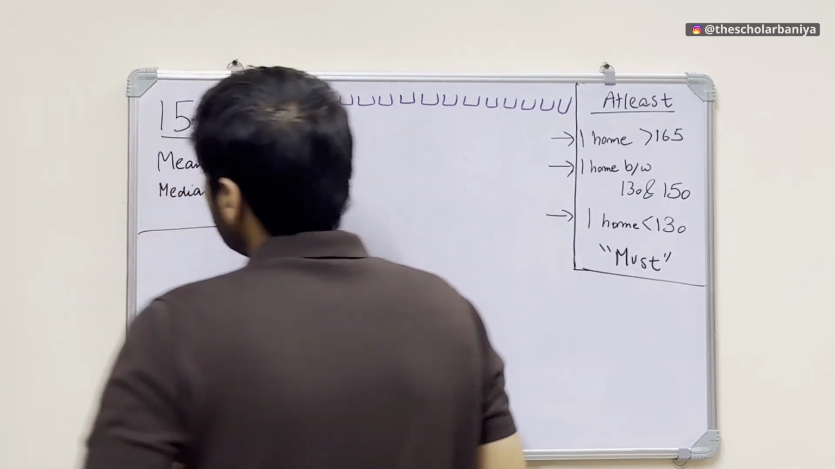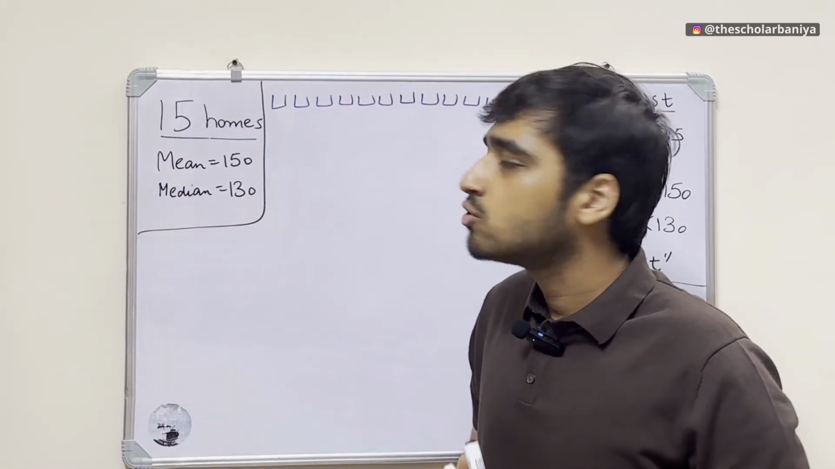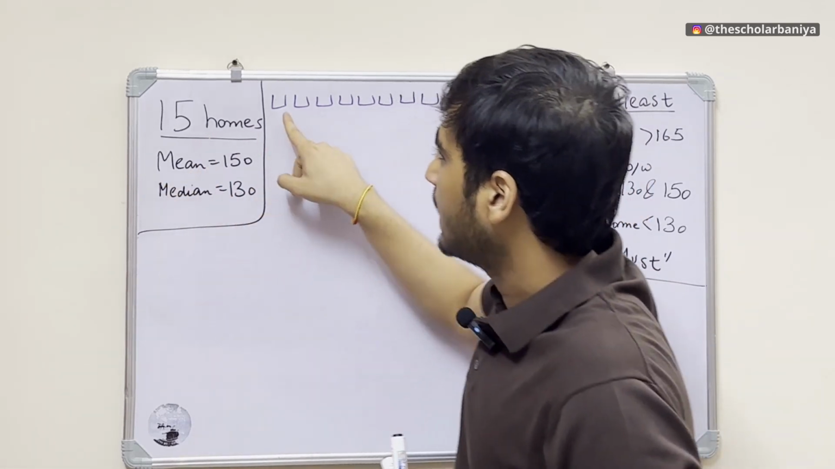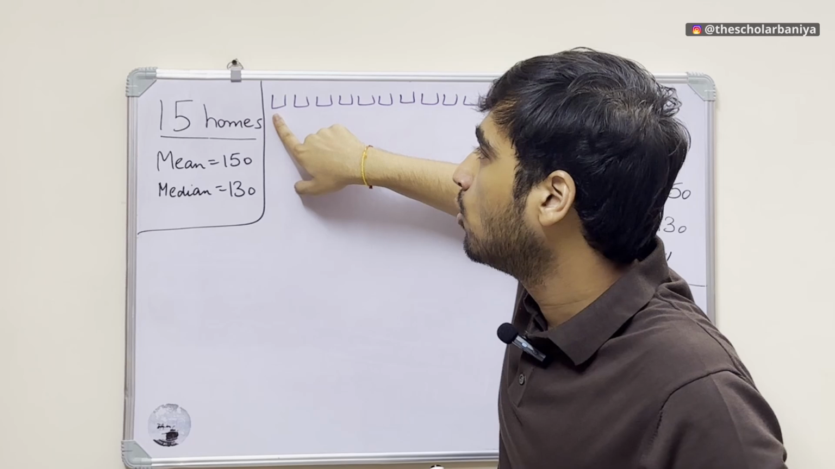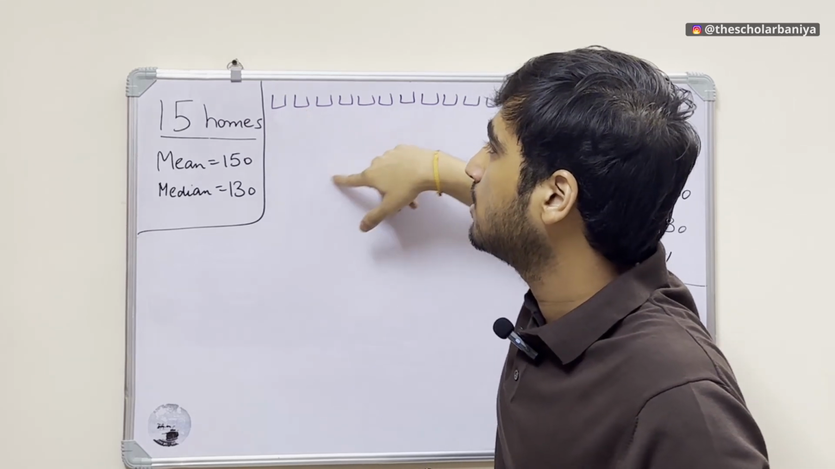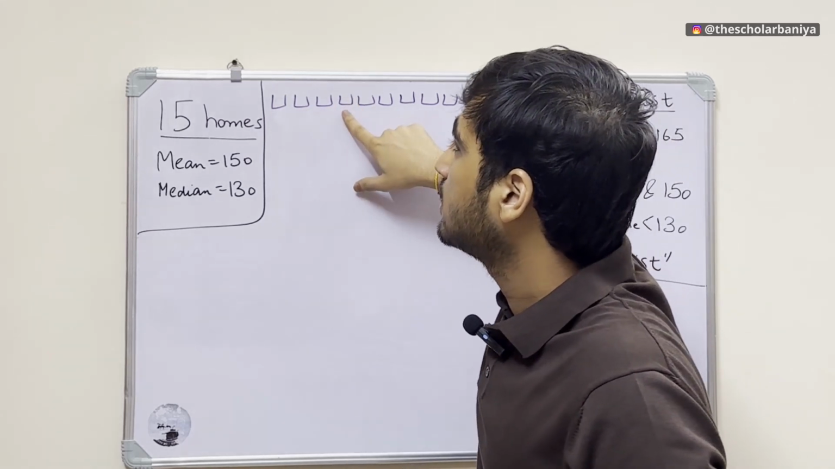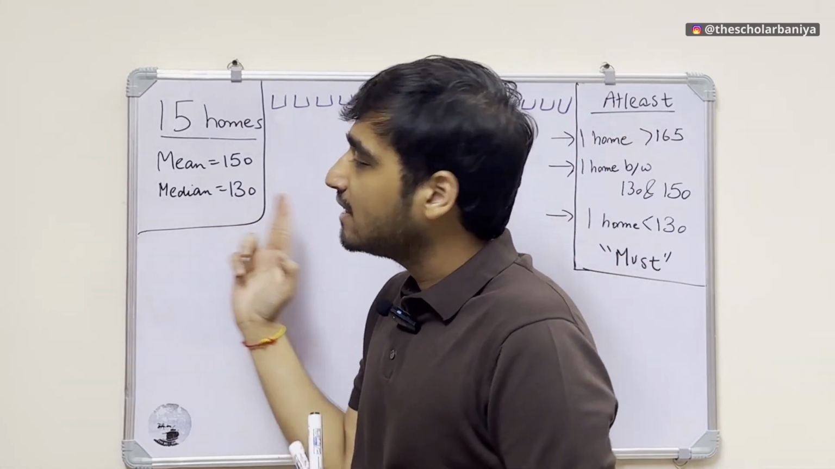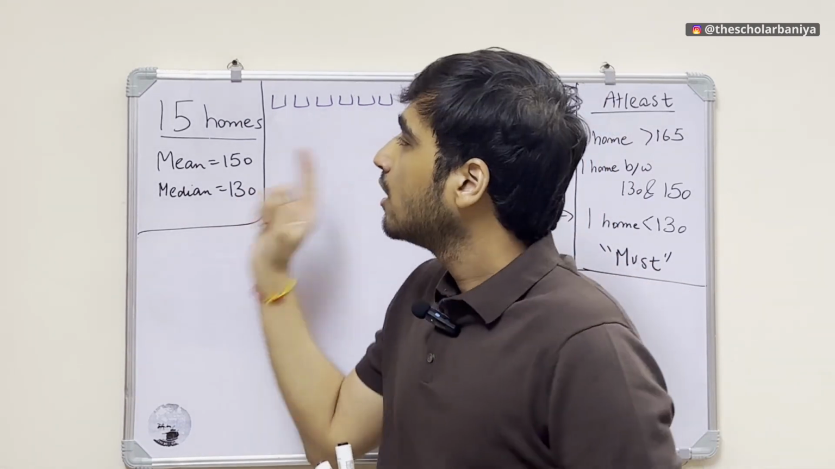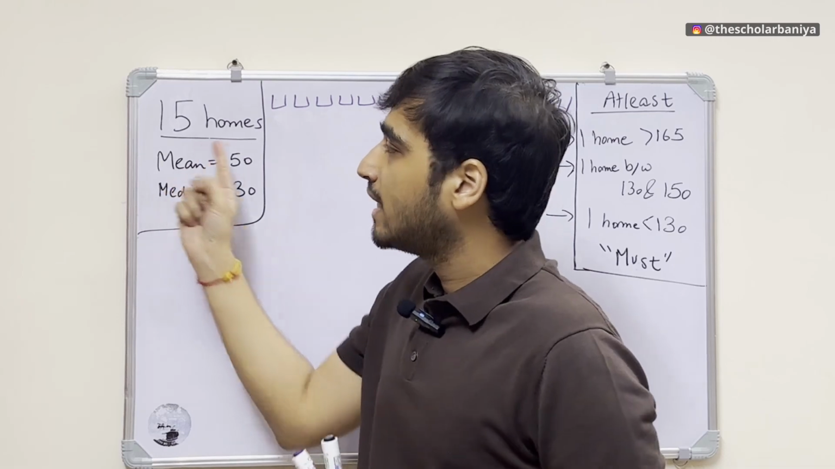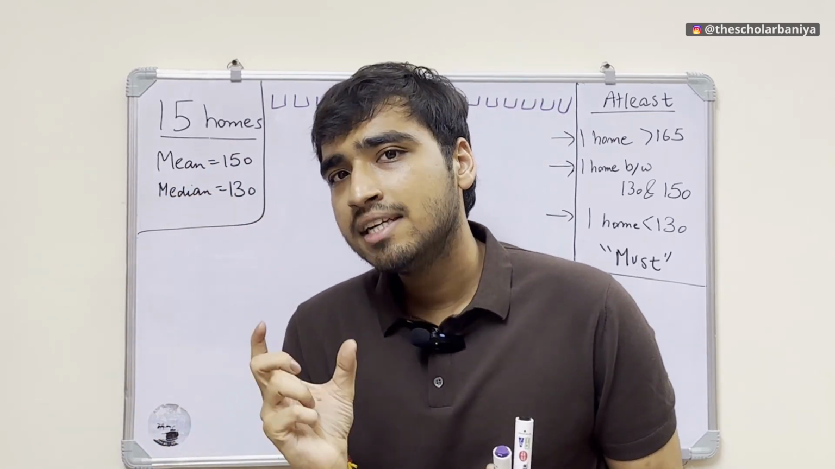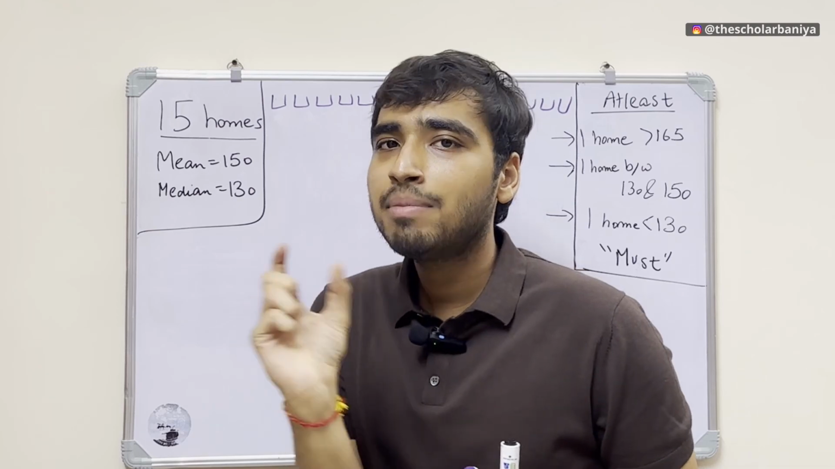So, firstly, we know the median is 130, right? For all these 15 homes, for example, this is the price of the first home, this is the price of the second home, this is the price of the third home, and so on. The median price is 130, right? What is the median? There are 15 homes, so what will the median be? The median will be n plus 1 by 2.